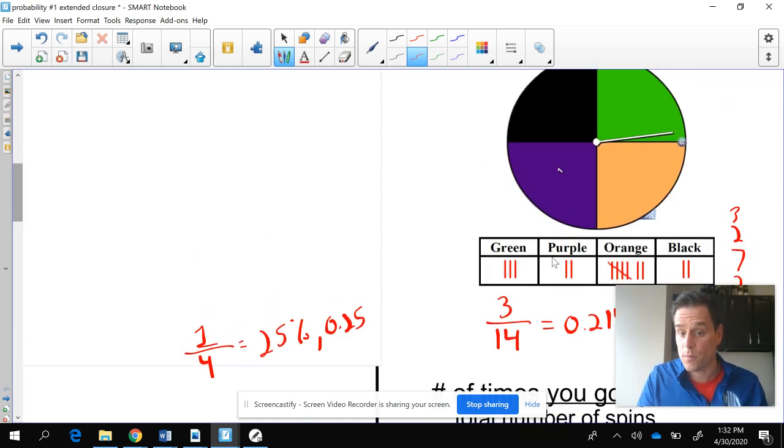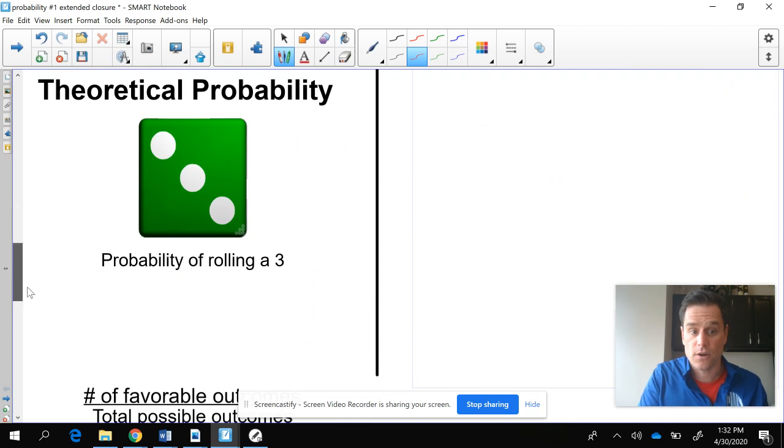Okay, and we can do this with any single one. We can find the purple. Purple would be 2 out of 14. Orange would be 7 out of 14, and black would be 2 out of 14. And that's basically how you find the experimental.